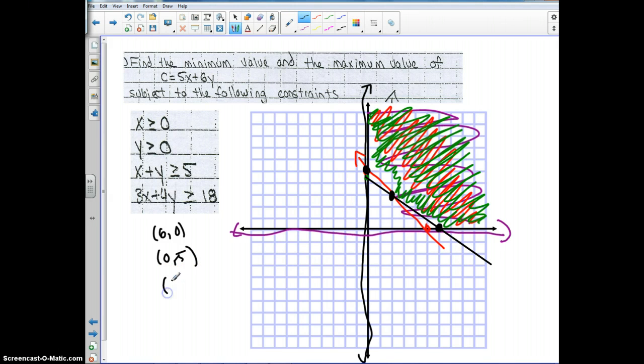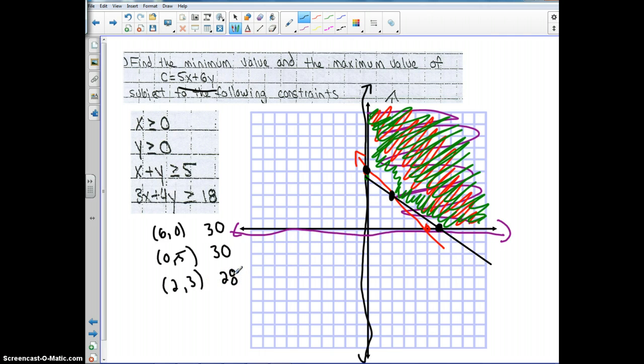Okay? 2, 3. 2 plus 3 equals 5. That works. 3 times 2 is 6 plus 12 equals 18. So that's why those are my solution points. I'm going to plug each of these in to my objective function, which is 5x plus 6y. All right. Well, if I do that, I get 30. I get 30. And then I have 10 plus 18 is 28.